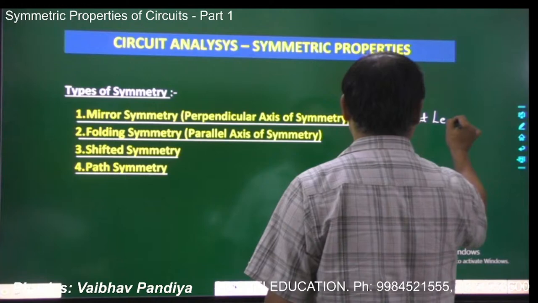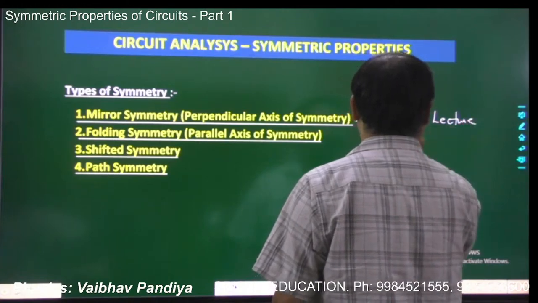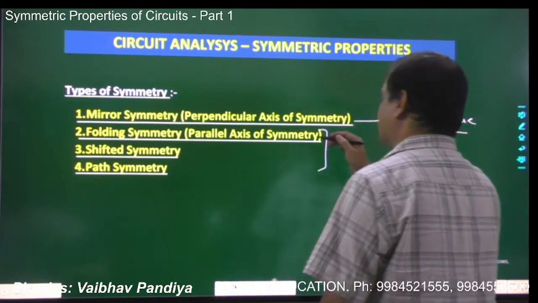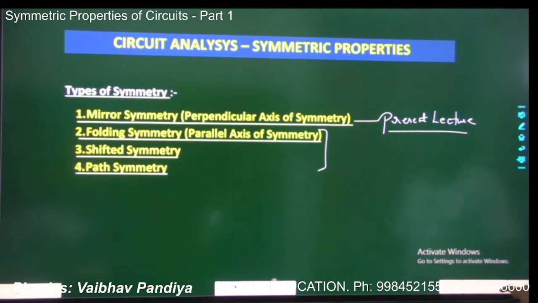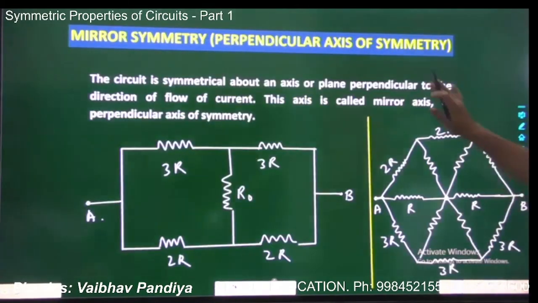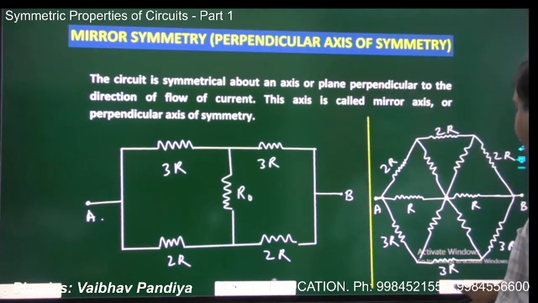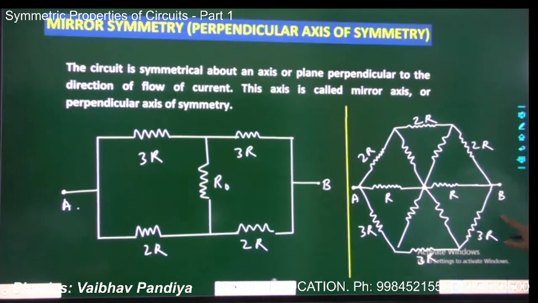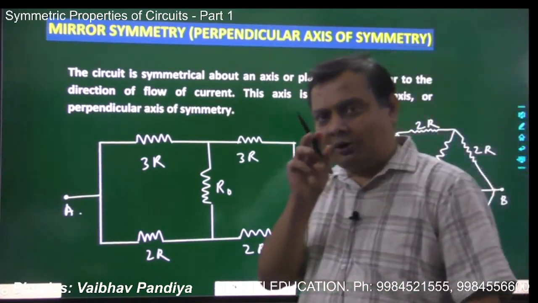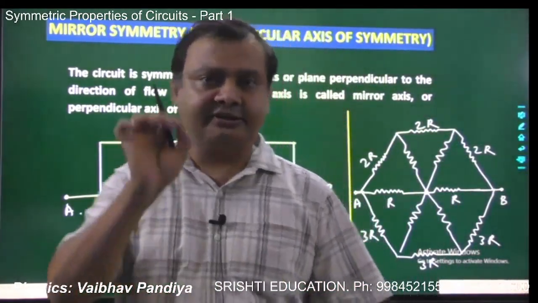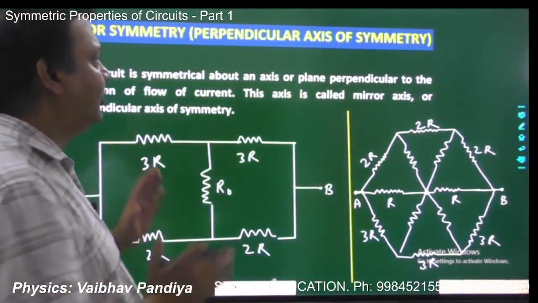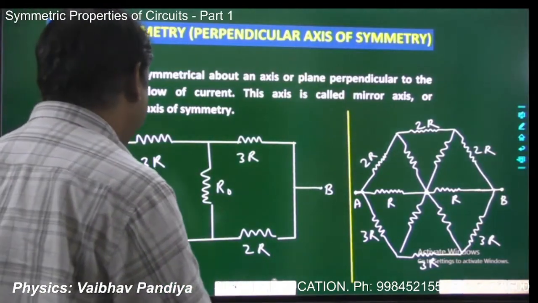You can note down all the types of symmetry. That is your lecture 1 or part 1, and the others will be in the subsequent lectures, lecture 2, lecture 3, and so on. So first note all the four types, and then we will explore the first type, that is the mirror symmetry or the perpendicular axis of symmetry. So let's see how you can look at the circuit and say the circuit has a mirror symmetry or perpendicular axis of symmetry.